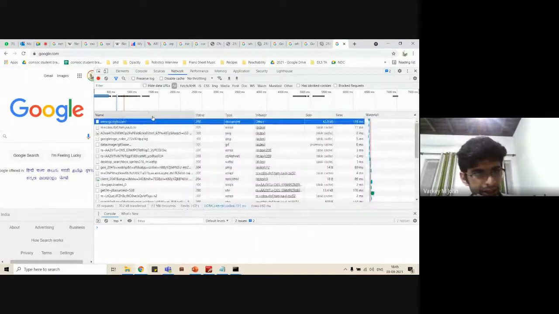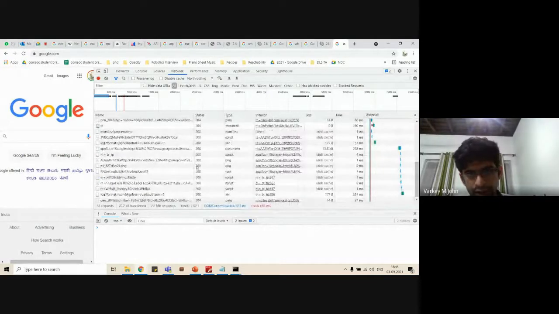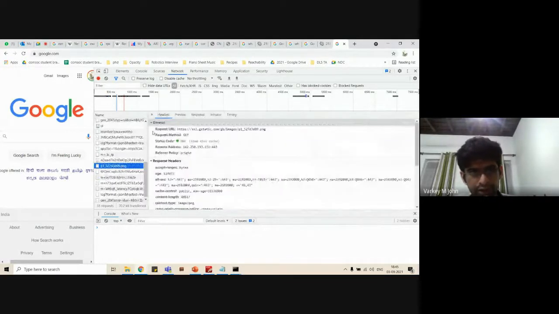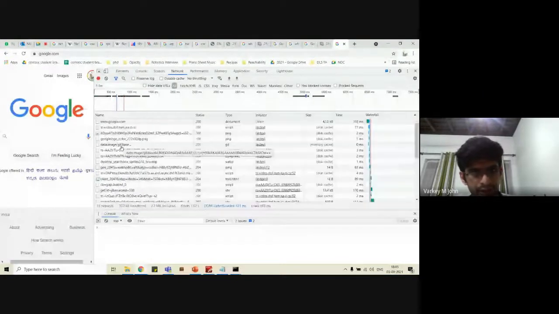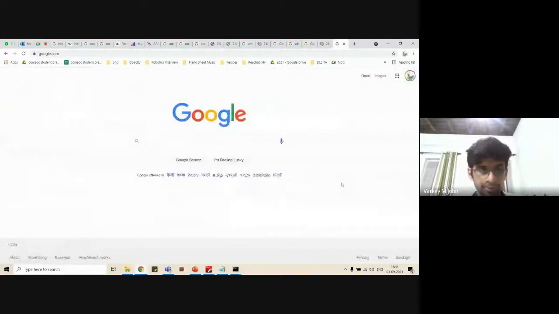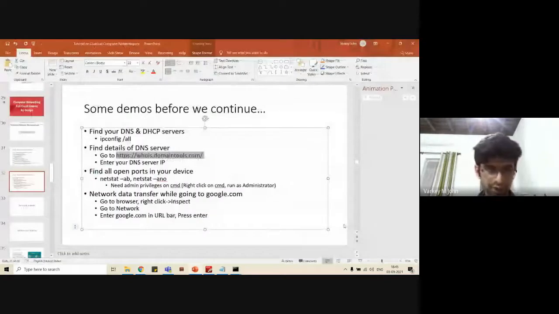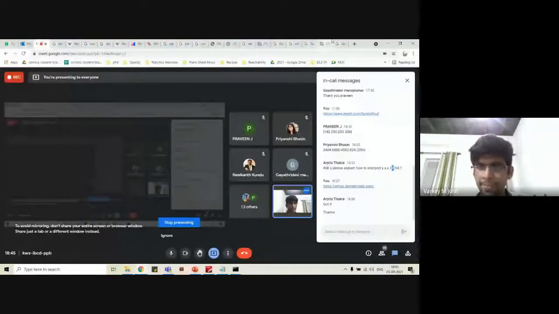So you can get a very brief idea of what is going on when you're actually entering google.com. This is what is going on in the background. Here it is getting an image. If you go to some other web page, it probably gets a lot more data than what you get here on google.com. Yeah. So if you have any questions, you can ask me.